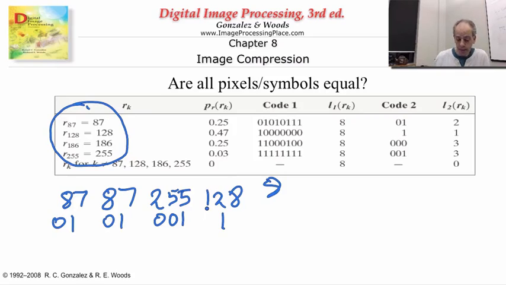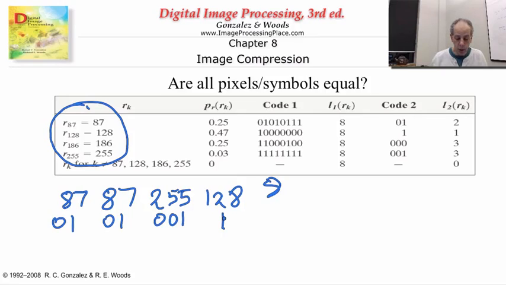Now the decoder has this table. So the decoder will see 01, will go into that pixel position and will put an 87. We'll see 01, we'll put again an 87. We'll see 001, we'll say, oh, I need to put a 255, and so on. And so we have achieved compression. Let's see exactly how much compression we can achieve.